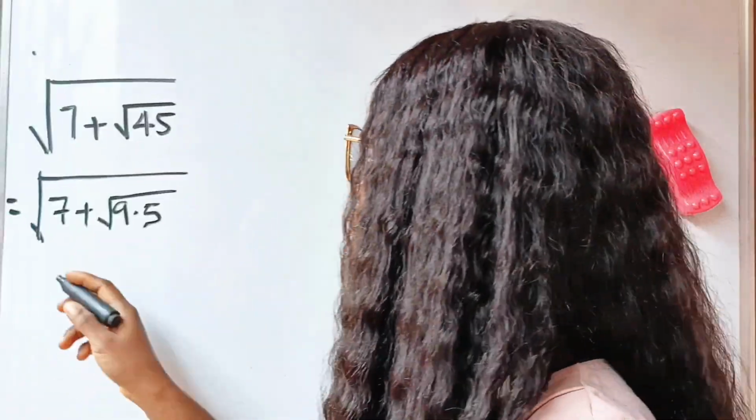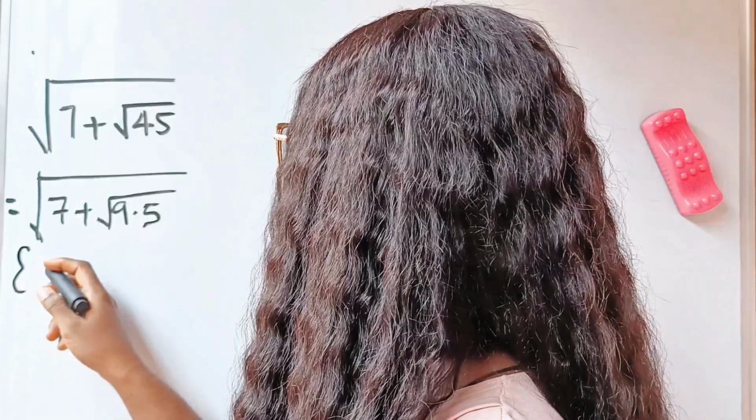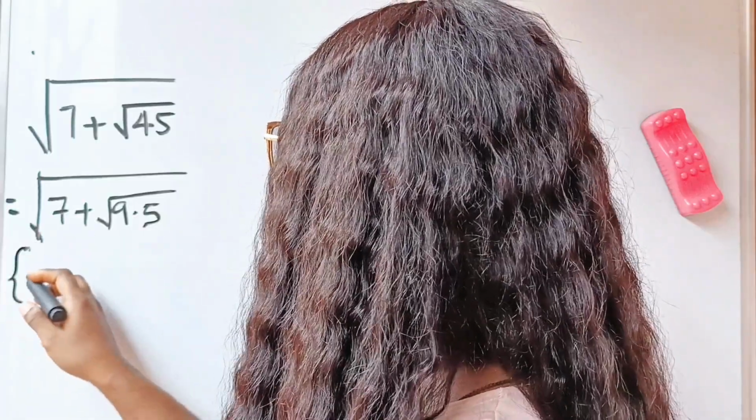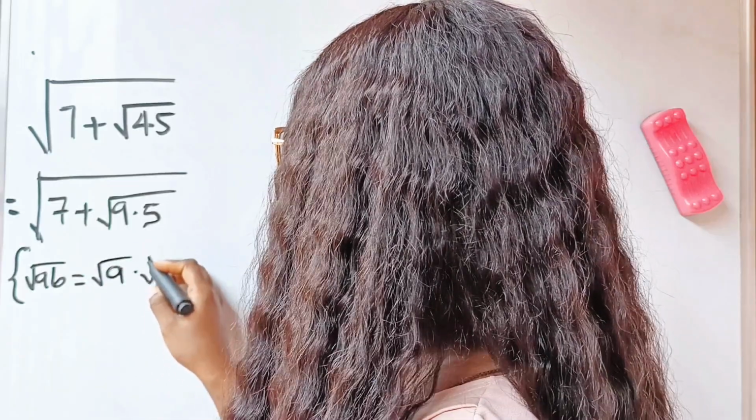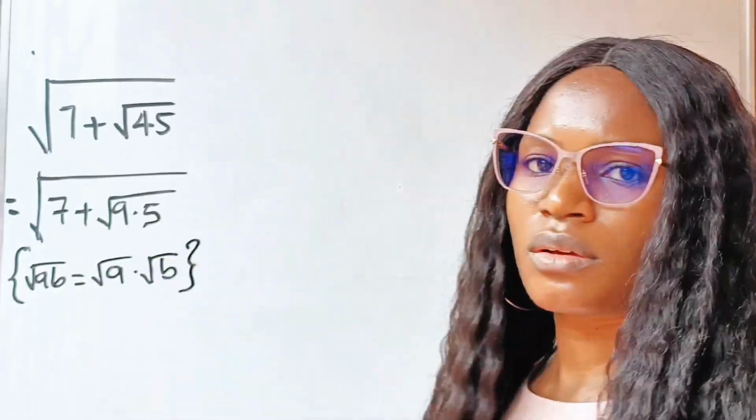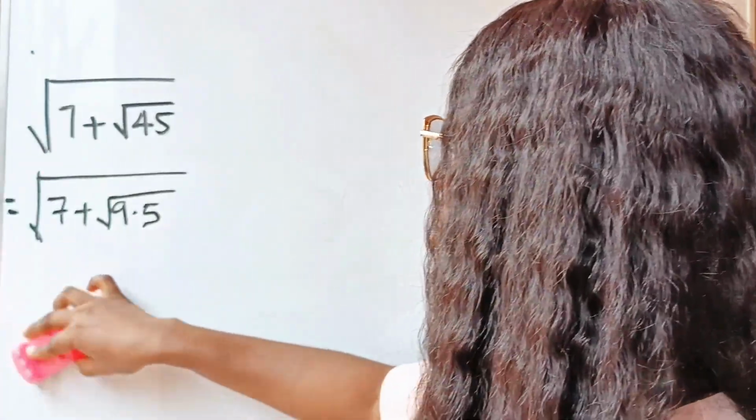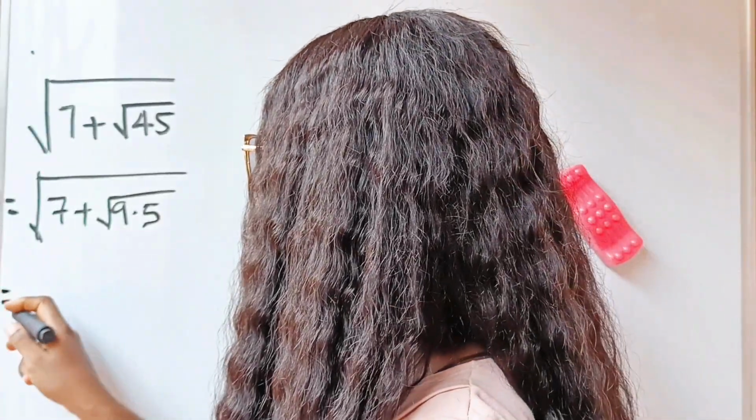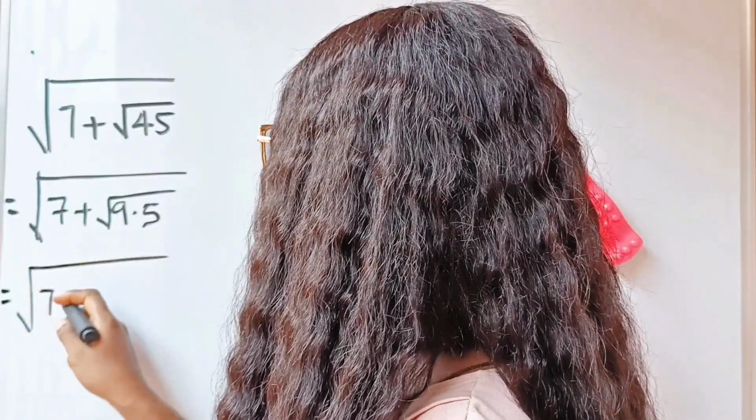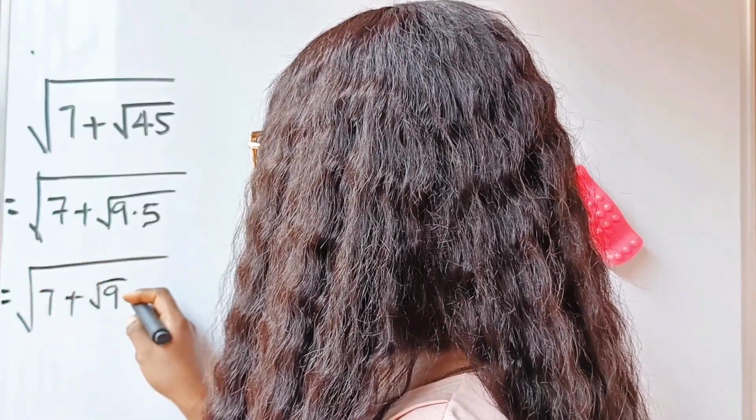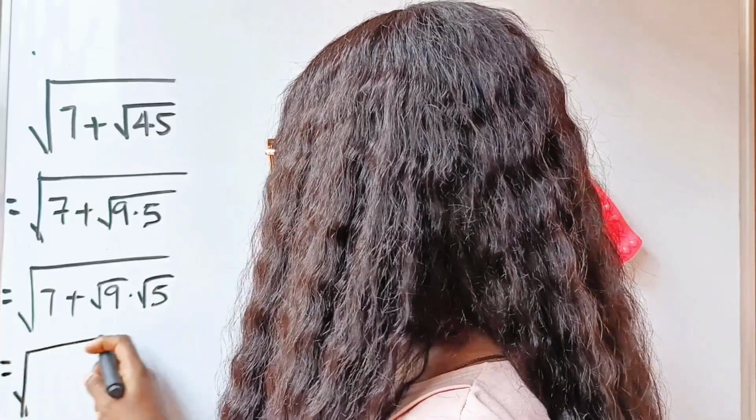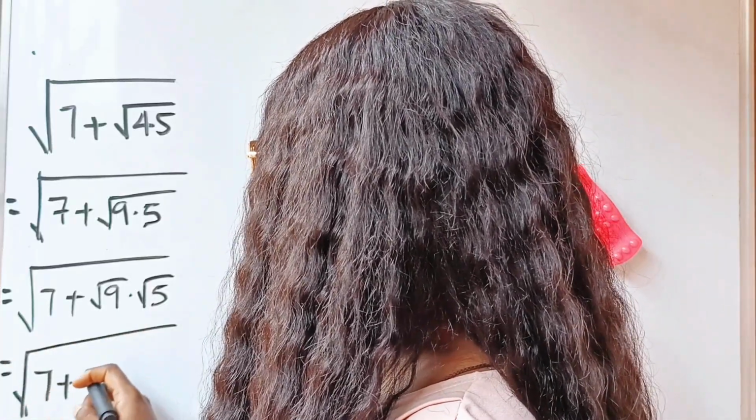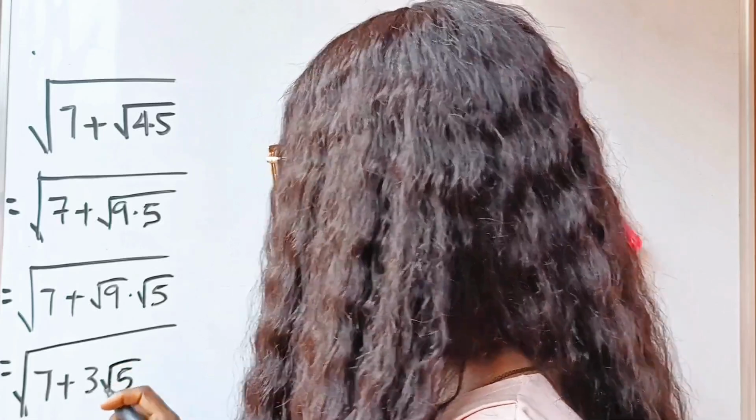Now, secondly, separate them. Remember that square root of a multiplied by b is equal to square root of a multiplied by square root of b. Okay? So that means we can write this as square root of 7 plus square root of 9 multiplied by square root of 5. All right. Now we have square root of 7 plus 3 root 5.